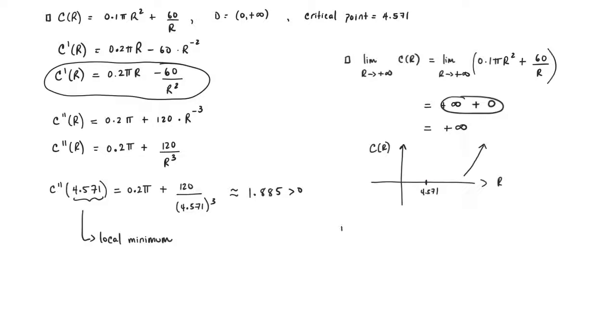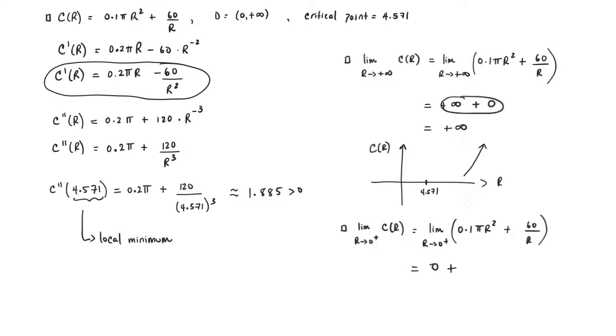Now I want to see the behavior of the graph as r approaches 0 from the right. So this will be the second limit that I will analyze. The limit as r approaches 0 from the right of C of r. This is going to be equal to the limit as r approaches 0 from the right of 0.1 pi r squared plus 60 divided by r. Let's see what happens. If r is approaching 0 from the right, the first term, because it has r squared, is going to approach 0. So this term is going to go to 0 pretty much. So then I'm going to write just that, 0 over here, plus.